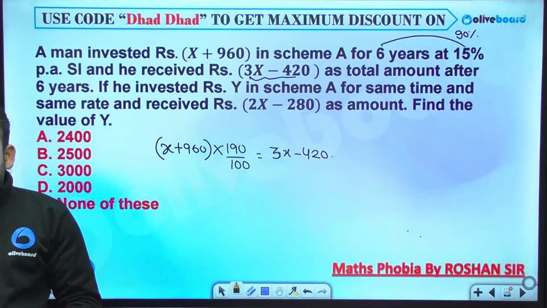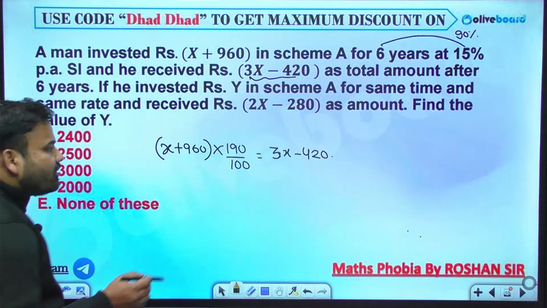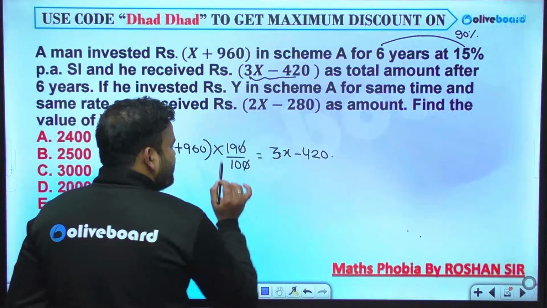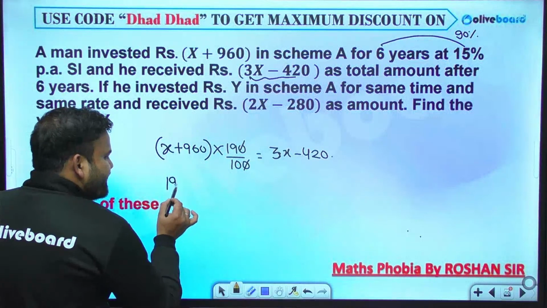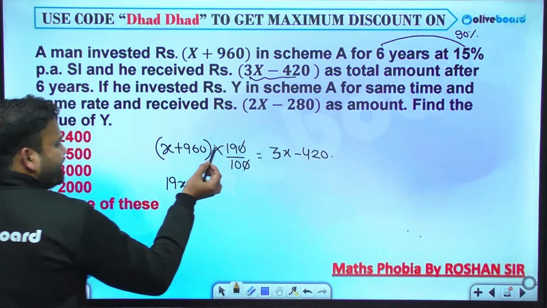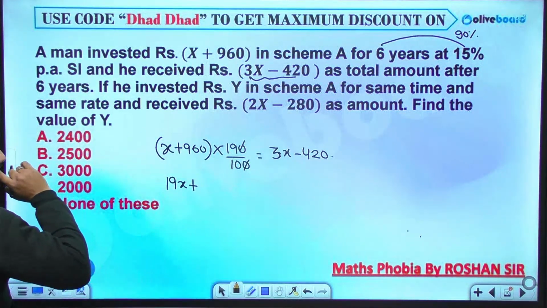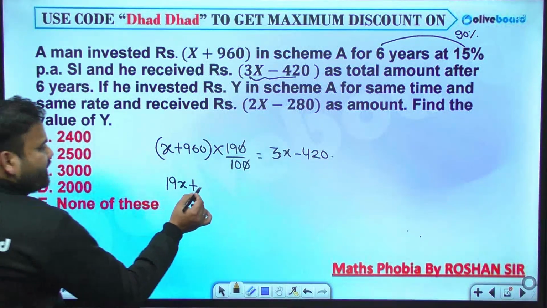$2,500. What about others? Okay, let's solve this. Calculate the value of x. This is 19 times x. And what about this? 96 times 20. Okay, 96 times 20 and 196 should be eliminated. So that will be 18 and 18.